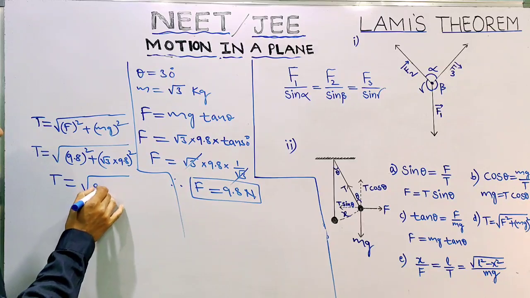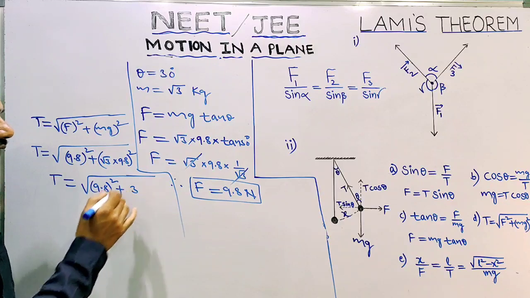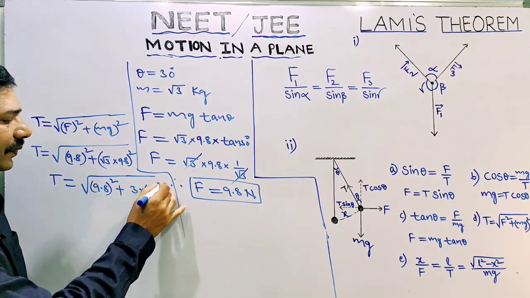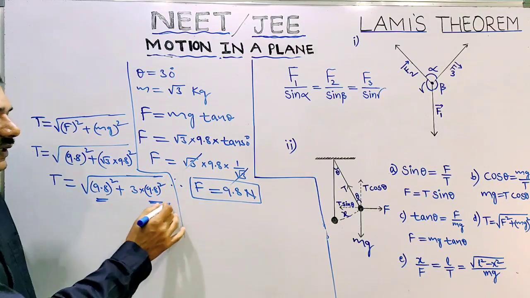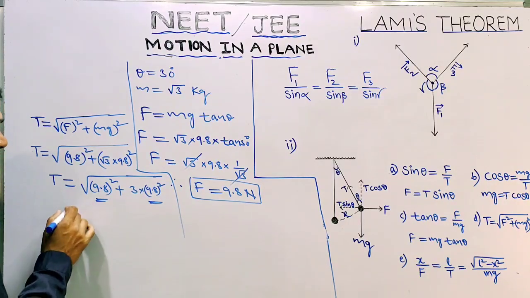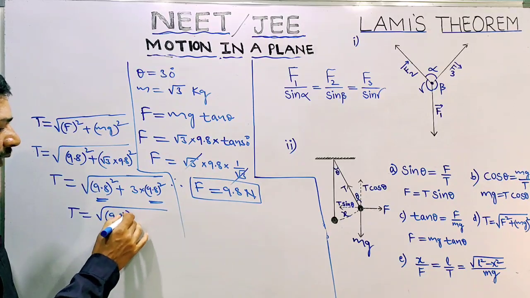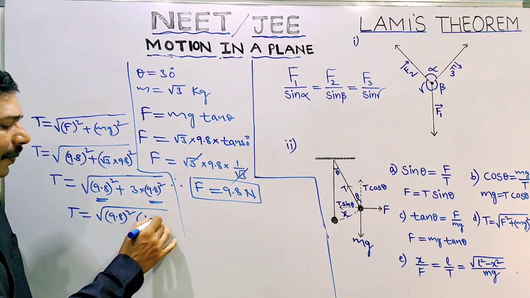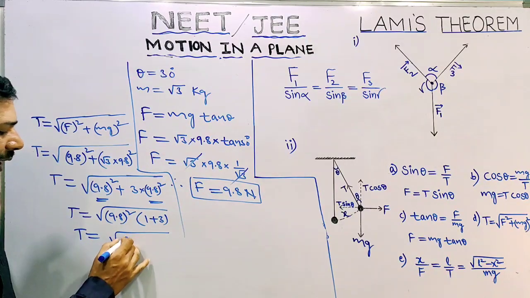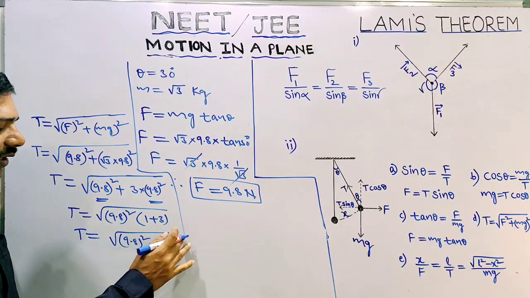Here T equals under root 9.8 whole square plus root 3 whole square, which is 3 into 9.8 whole square. Here also 9.8 whole square is there, and here also 9.8 whole square. I am taking it common. What happens then? 9.8 whole square common, 1 plus 3 is 4. T equals under root 9.8 whole square into 2 square, that is 4.